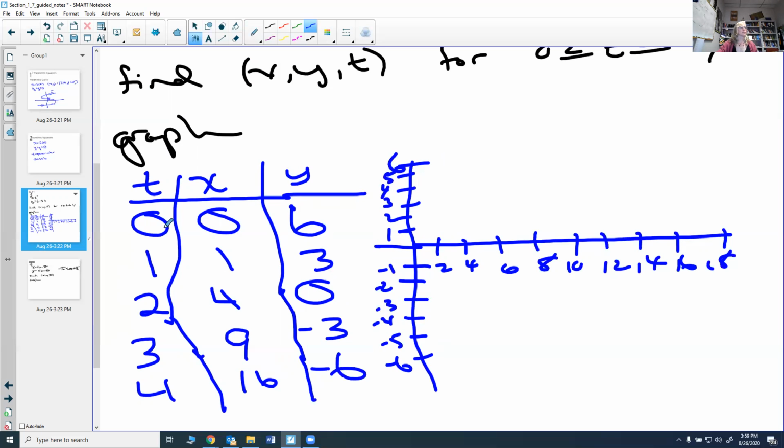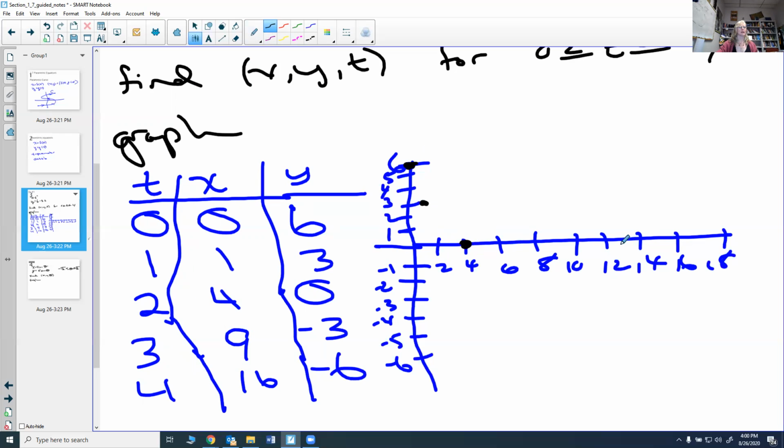So my first point is when t is 0, x was 0, and y was 6. So there's a dot. I'll make it a different color just so you can see it easier. Then my next t has x is 1 and y is 3. Then my next one has x is 4 and y is 0.